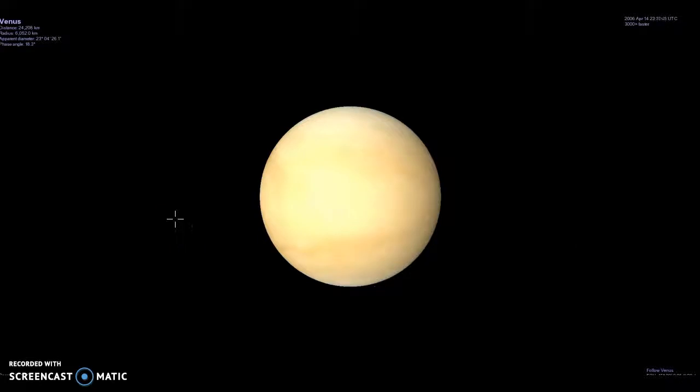And then it takes 243 Earth days for Venus to make one rotation. But then it takes only 225 days for Venus to orbit around the Sun. So that is significant because they're actually completing one yearly orbit around the Sun before the planet actually makes one daily rotation.